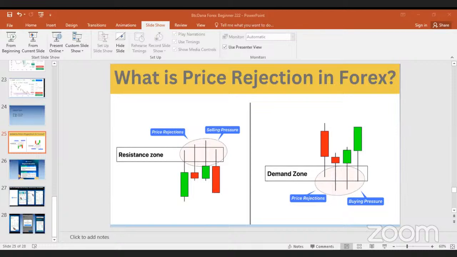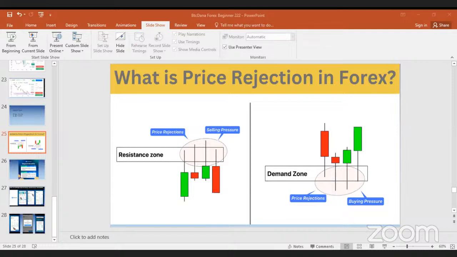They are rejecting the zone, which means they are saying no, no, no. We can't push further. We need to go down. And this is also saying we can't push downward. We need to go up. So this is how it looks for resistance, and this is how it looks for a support.